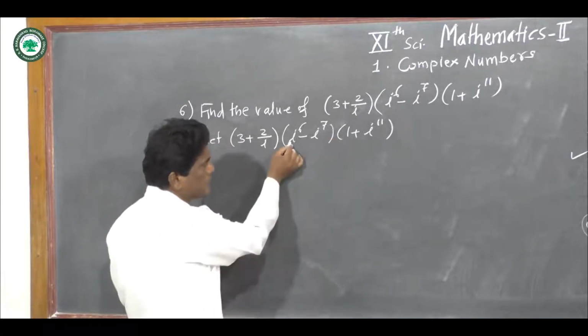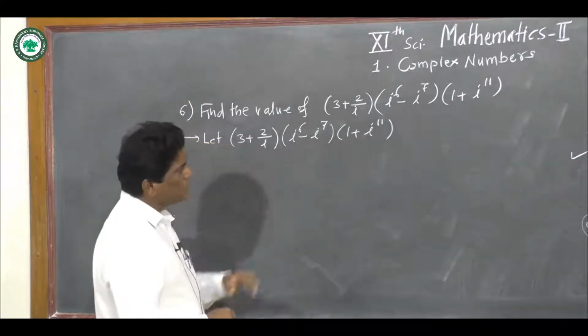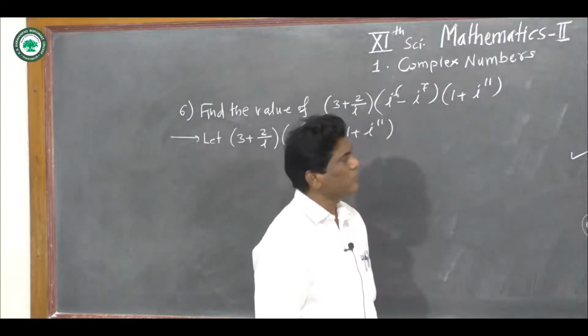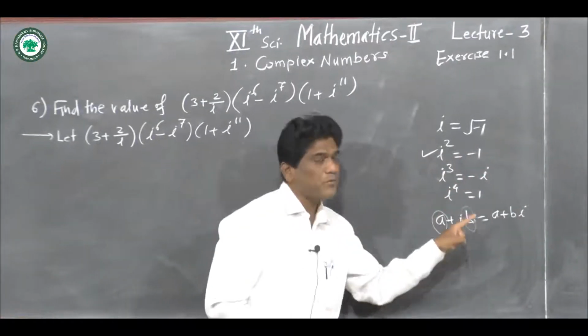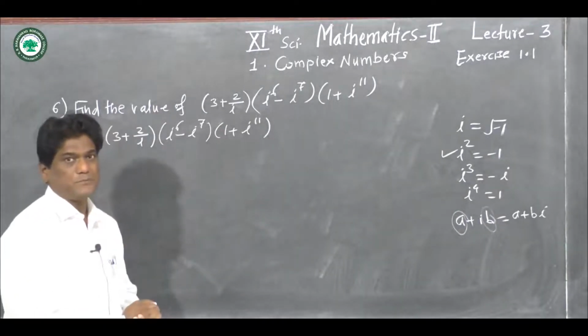Now here we have i to the power 6, i to the power 7, and i to the power 11. We know the powers of i up to 4. i to the power 1 is root of minus 1, i squared is minus 1, i cubed is minus i, and i to the power 4 is 1. So what about the powers greater than 4?